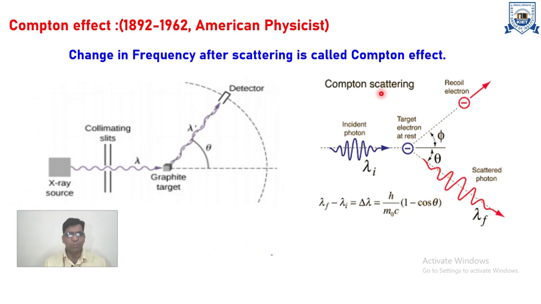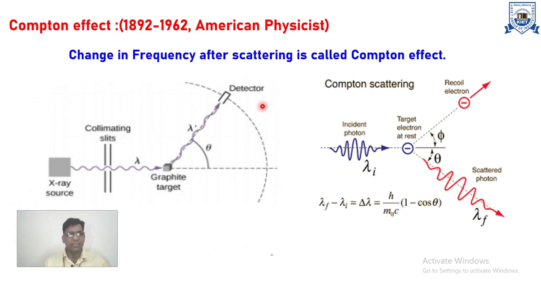From 1892 to 1962, he did great research in quantum mechanics. As we move from classical to quantum mechanics: as per classical mechanics, energy is always continuous, but in quantum mechanics, we deal with energy in a discrete manner. Here we see what the quantum effect is.